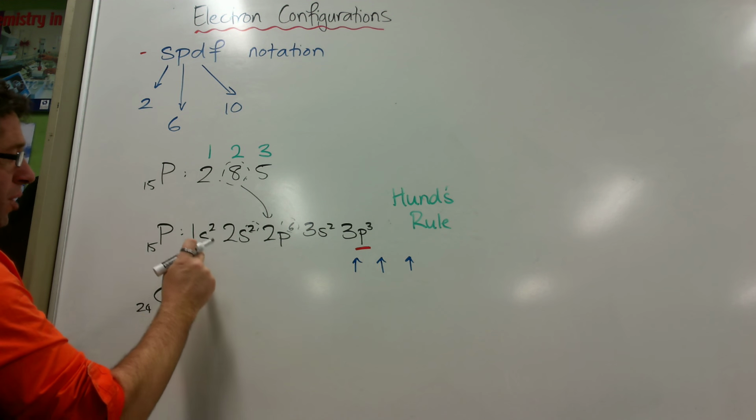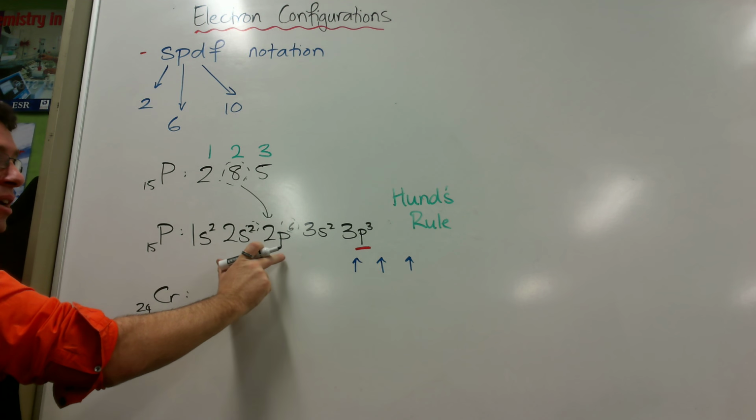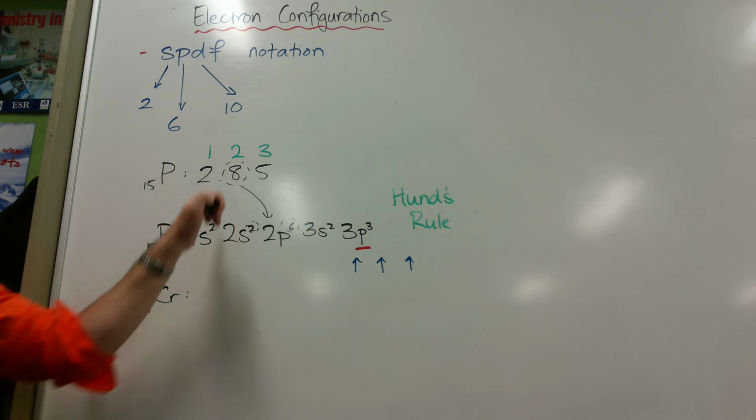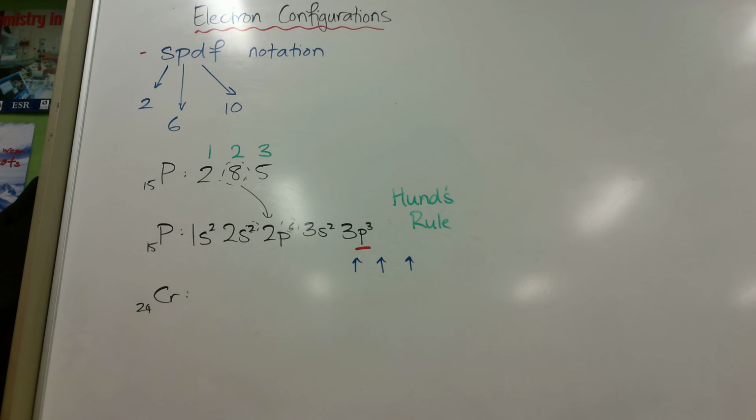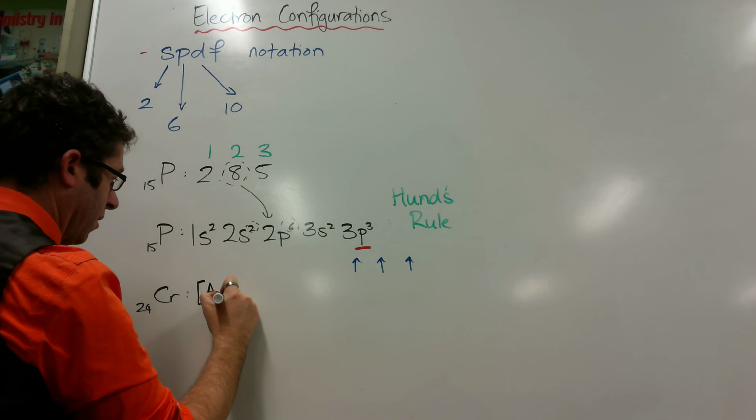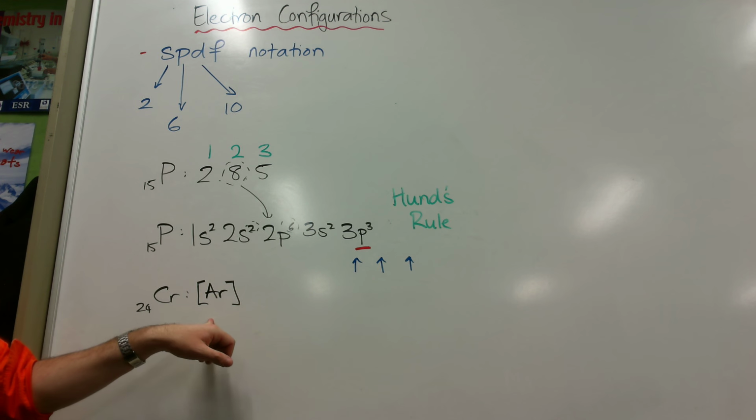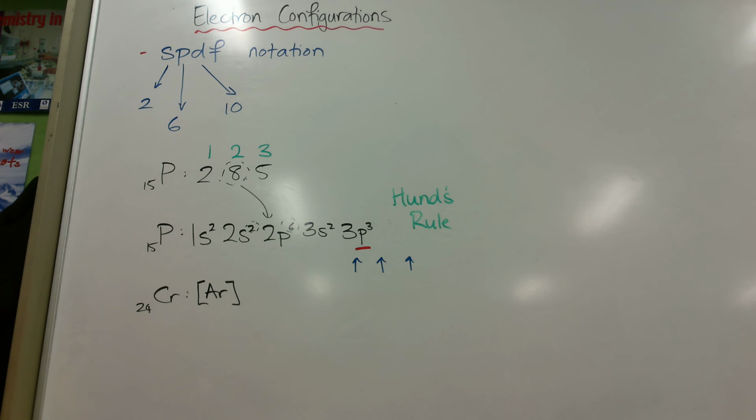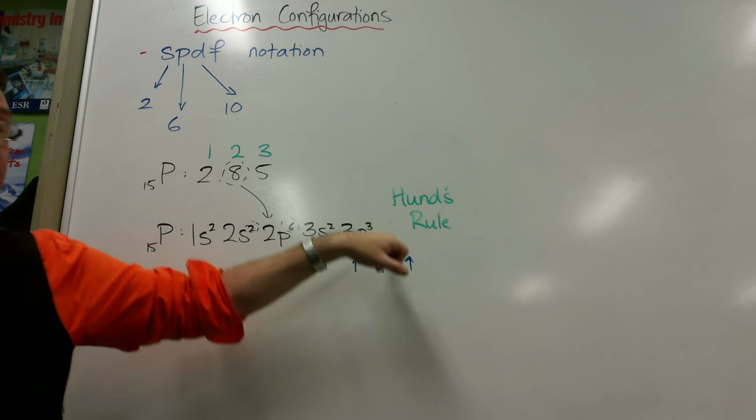So chromium would have 1s2, 2s2, 2p6, because I haven't got to 24 yet, 3s2, it would actually have 3p6 as well, because now I've only got to 18. 2 plus 2 plus 6 plus 2 plus 6 is 18. So I can actually ignore the first 18 electrons by doing this. Argon in square brackets means the electron configuration of argon, and then I will fill in the rest of it after that. It prevents me making a silly mistake. This means the same as 1s2, 2s2, 2p6, 3s2, 3p6.